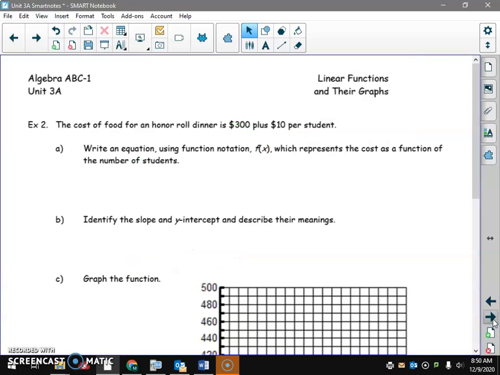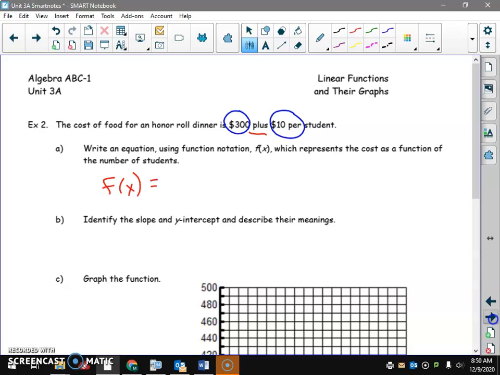New function. The cost of food for an honor roll dinner is $300, plus you got to pay $10 per person. Maybe the plate, the silverware, what have you, drinks. Write an equation using the function notation f of x equals the cost as a function of the number of students. Let's circle our numbers like we always do. I like to circle the per with the 10, and then we have a plus here. That pretty much tells us our function. 300 plus 10x. You got it.